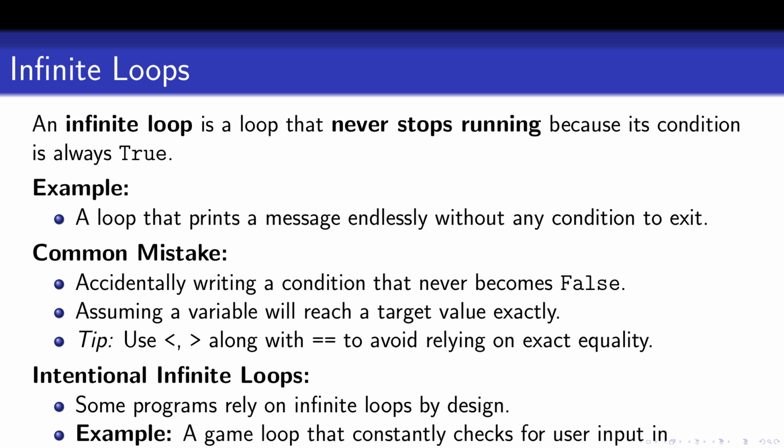To avoid unintentional infinite loops, it's best practice to ensure the loop condition changes in a predictable and finite way. This can mean using relational operators like less than or greater than instead of strict equality, and adding logging or print statements to verify that the loop is progressing as expected. Developing an instinct for spotting and preventing infinite loops is a key skill for debugging control flow in any program.